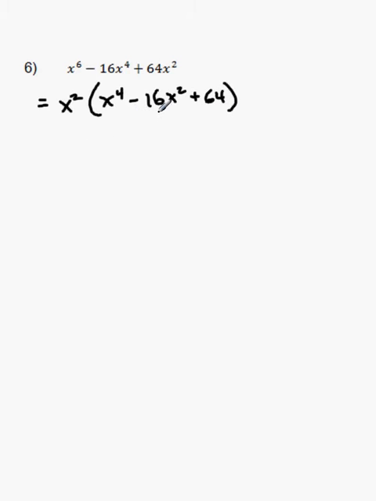Now what we're going to do is take this middle term right here and split it in two. So we're going to go x squared again, just bringing this straight down. This becomes x to the fourth minus 8x squared minus 8x squared. Negative 8x squared minus 8x squared is negative 16x squared, plus 64.